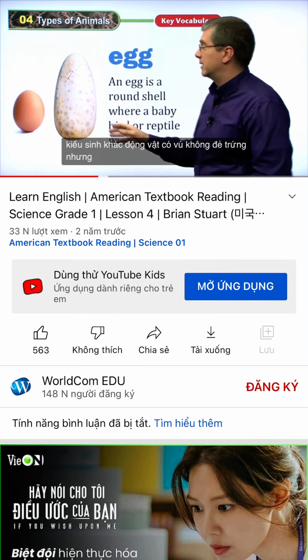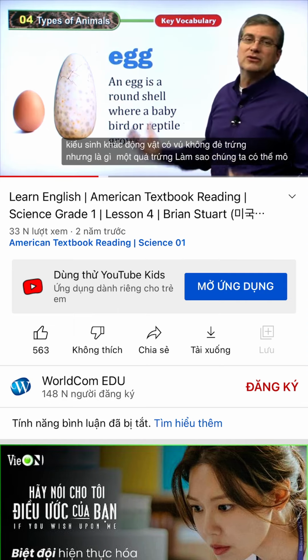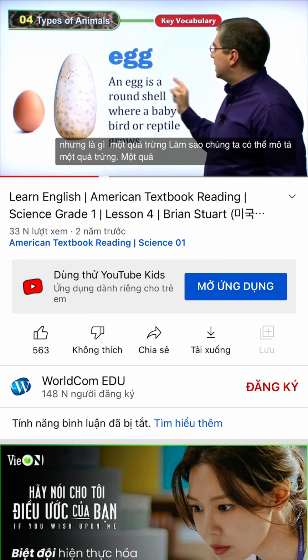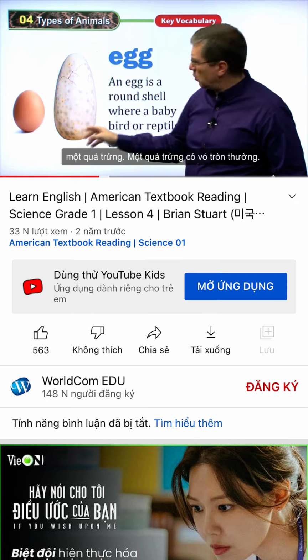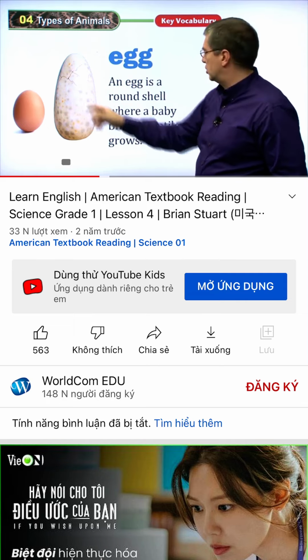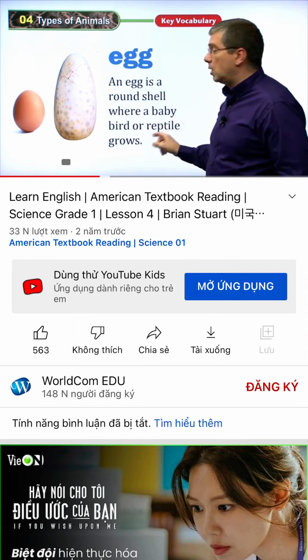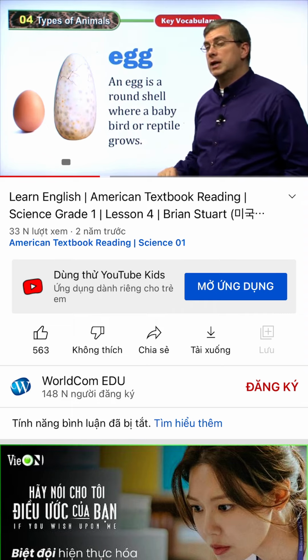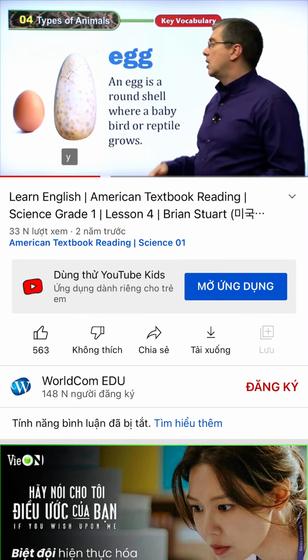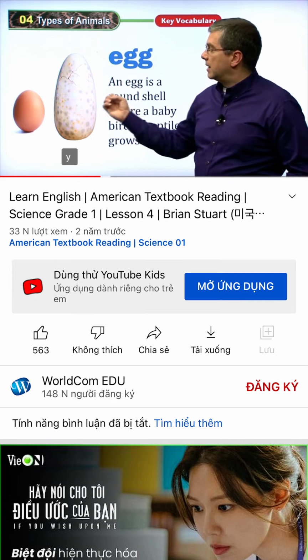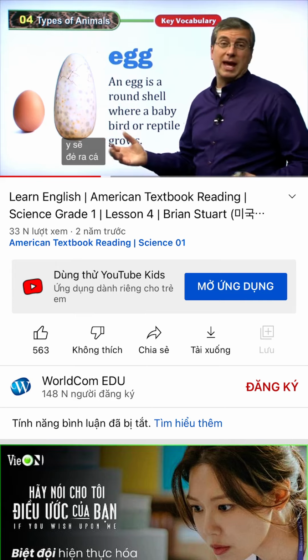Mammals don't lay eggs. But what is an egg? How can we describe an egg? An egg is a round shell, usually round, maybe not perfectly round, but roundish. It's a round shell where a baby bird or reptile grows. So it's not just birds, it's also reptiles. Reptiles also lay eggs, and they will come out. Fish also lay eggs too, by the way.